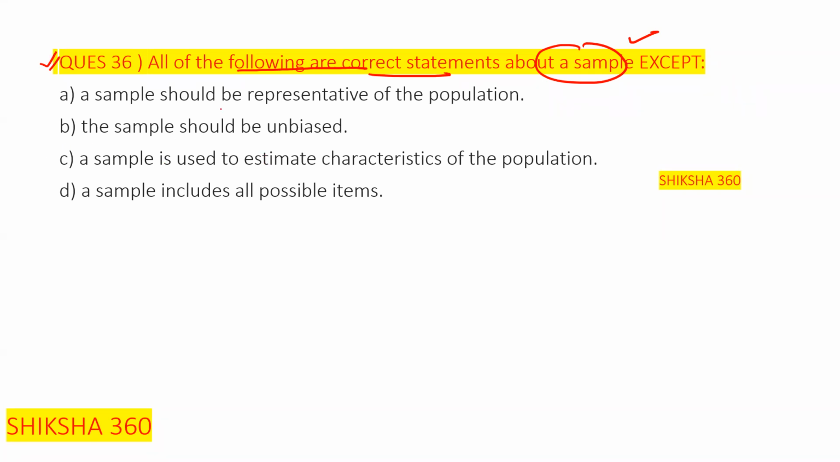A sample should be representative of the population. This one is correct. Second, a sample should be unbiased. This one is also correct. A sample is used to estimate the characteristics of the population. This one is also correct. The last one is a sample includes all the possible items.